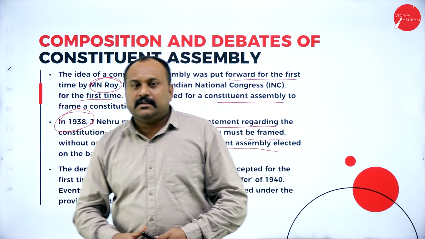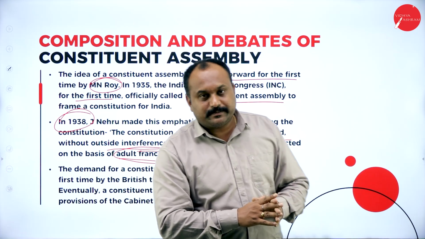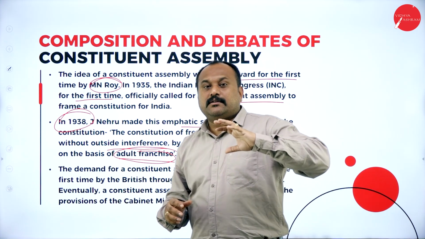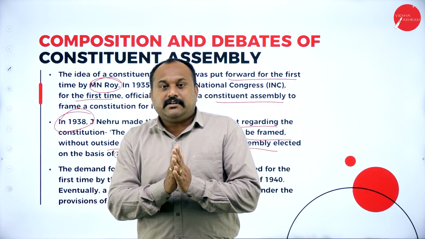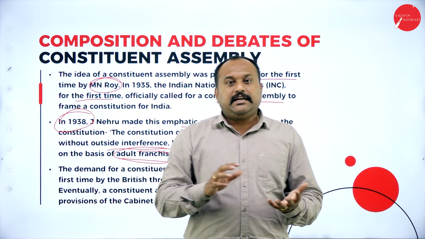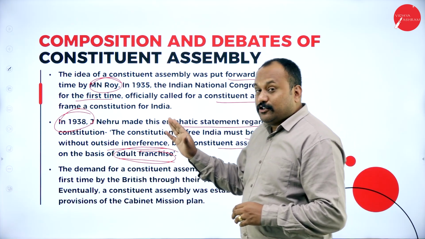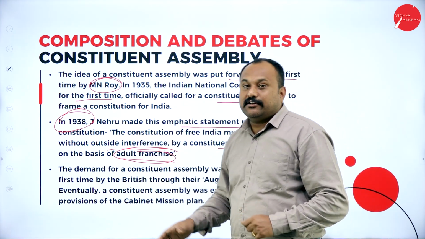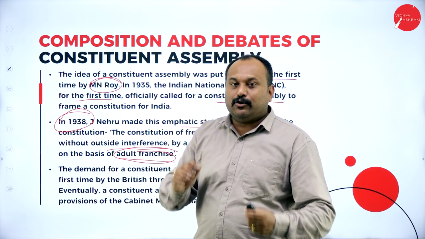Now here, please understand, Jawaharlal Nehru contributed too much to the Indian freedom struggle. Now, what exactly was his vision in 1938? Please understand, we are not talking about 2024 or 2000. We are talking about 1938, when we never thought that the Britishers were going to give us independence. We had no clue at all. But his vision was that the constitution of free India must be framed without outside interference. That means he's directly telling, right? We don't want Britishers to poke their nose.